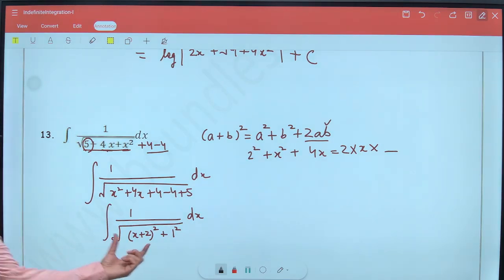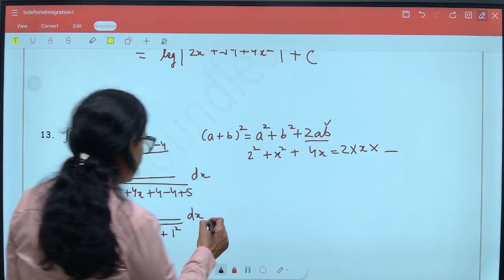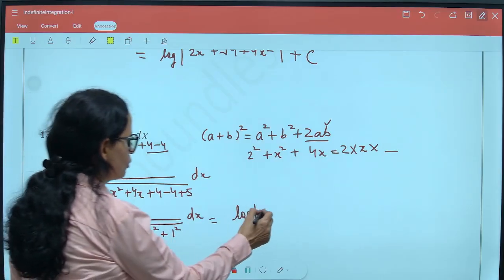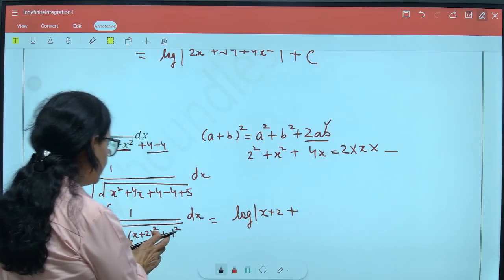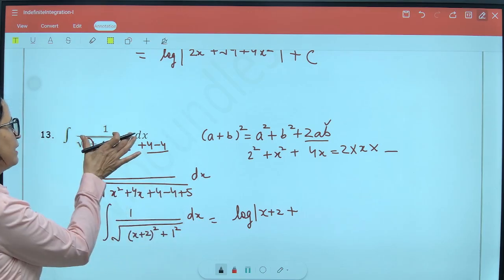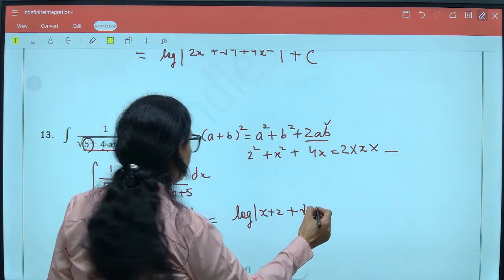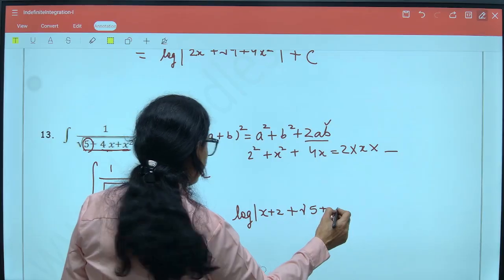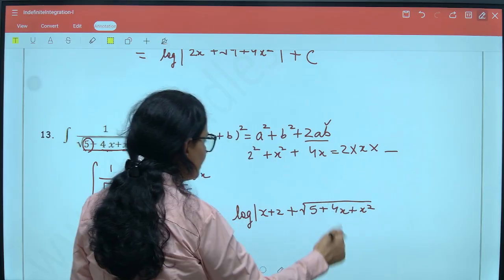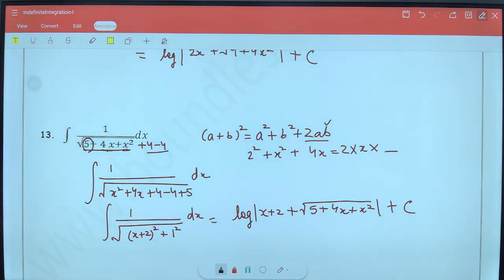Log of x plus whatever is under the radical sign, write it like that only. So it is going to be log of x. What is x here? x plus 2. So you will write x plus 2 plus the entire expression under the radical sign. This is going to be the same as this. So you can directly write whatever was given to you in the question. You can just write that directly here. So it is square root of 5 plus 4x plus x square, the entire radical sign expression as it is, and then plus the constant of integration. So this is the answer for this question.